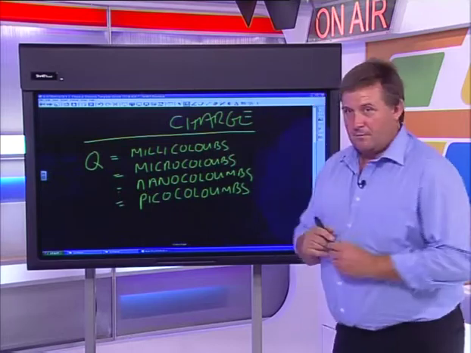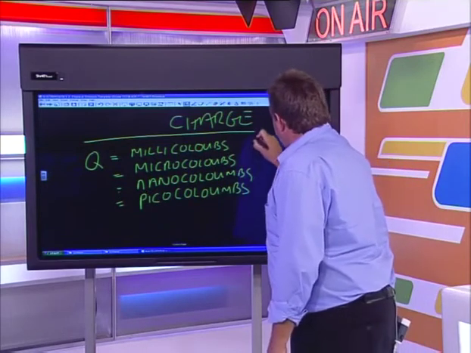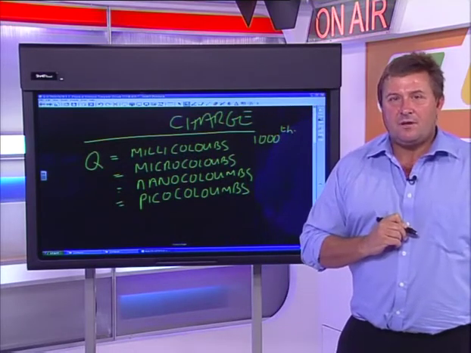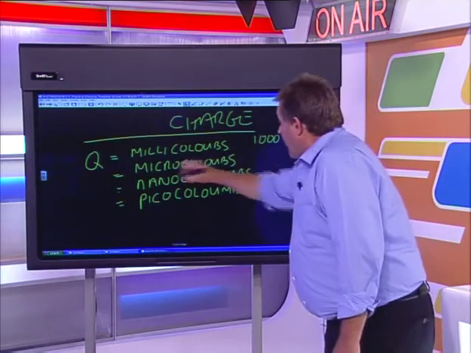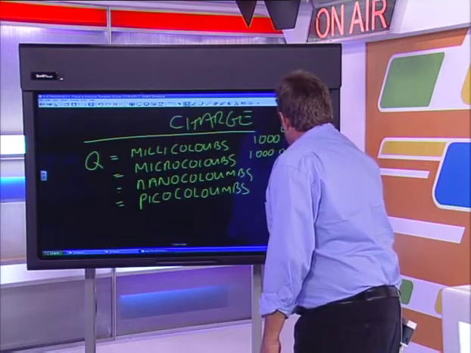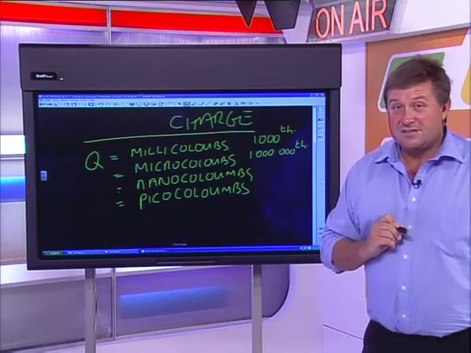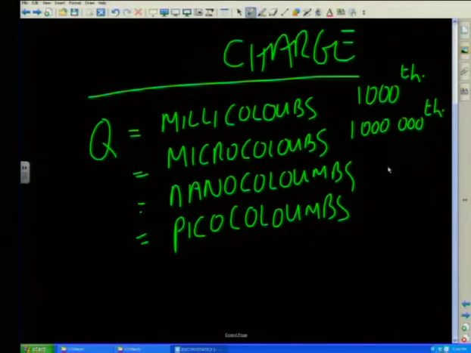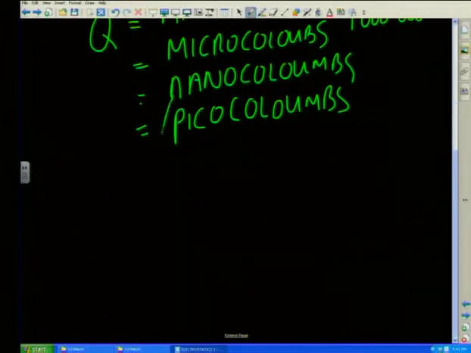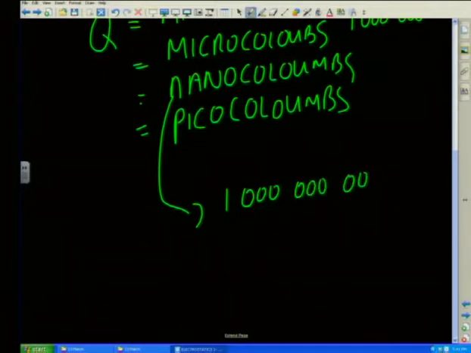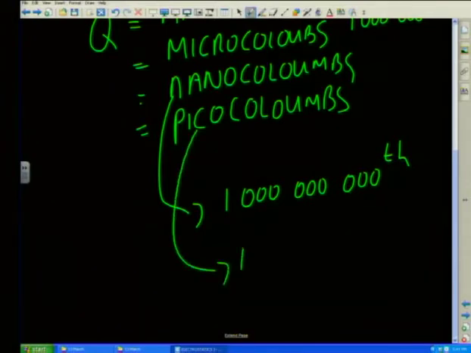A millicoulomb is a thousandth of a coulomb. A microcoulomb is a millionth of a coulomb. So you can see now we're getting quite small. In fact, I'm probably going to run out of space here, so I'm just going to make some space available. A nanocoulomb is a billionth of a coulomb. And a picocoulomb is a trillionth.